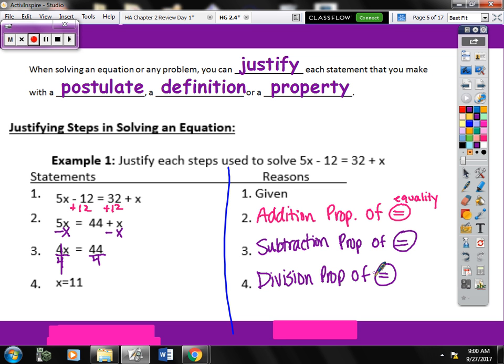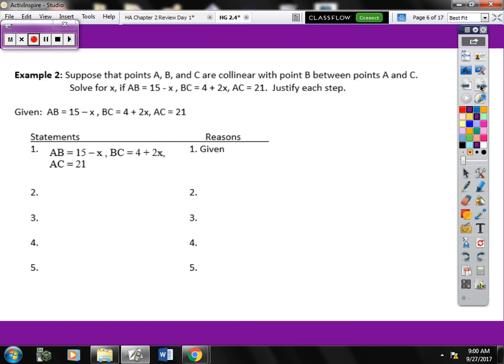All right, now let's throw in some geometry. Now we know a lot of the problems that deal with geometry start out with a shape, and then we end up plugging in x's and solving it just like we do this. But we'll have a few steps to start us off. So example 2 says, suppose that points A, B, and C are collinear. What's collinear mean? On the same line. Point B is between points A and C, and then they give us a whole bunch of stuff.